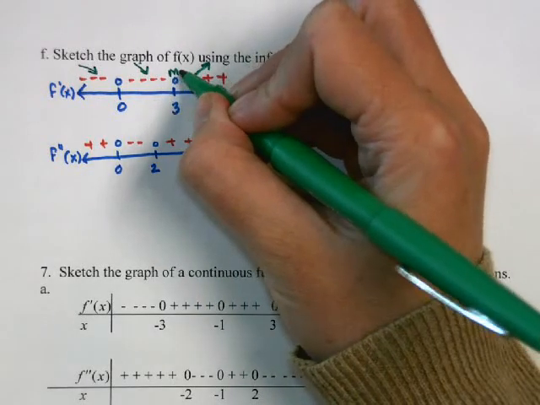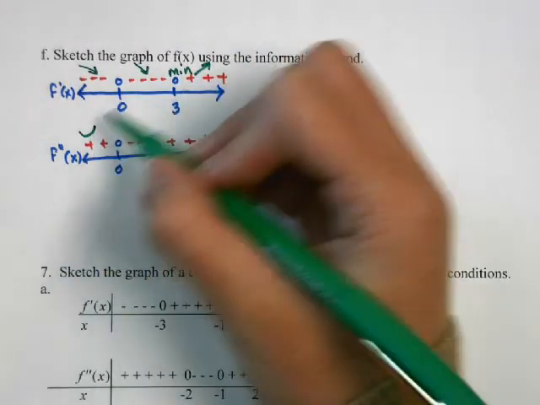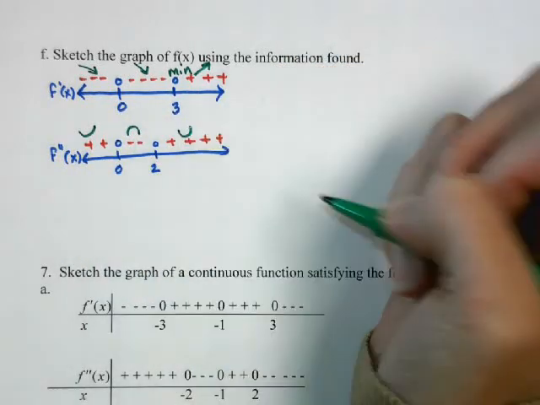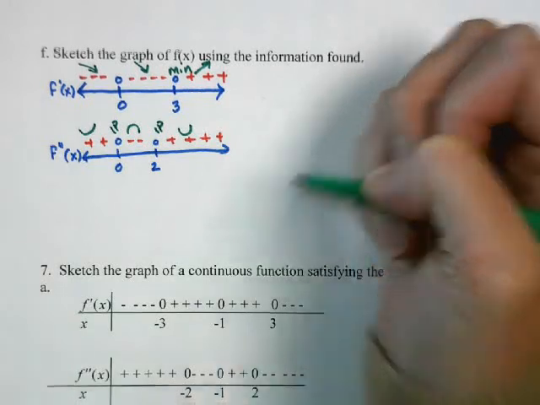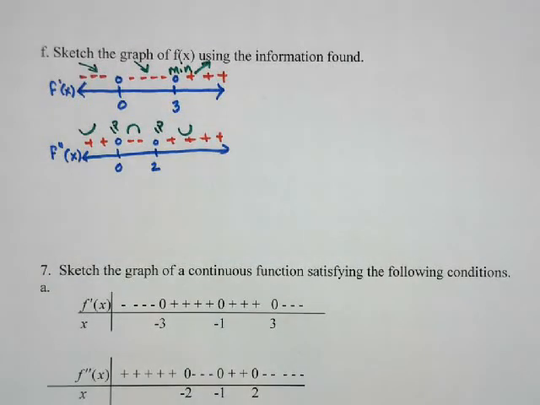So we have a minimum. The graph is concave up, then it's concave down, then it's concave up. And we have an inflection point at both 0 and 2. So the 3 points that we care most about are 0, 2, and 3.